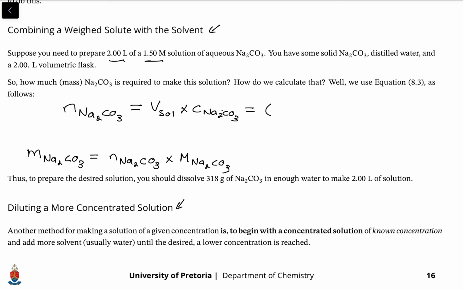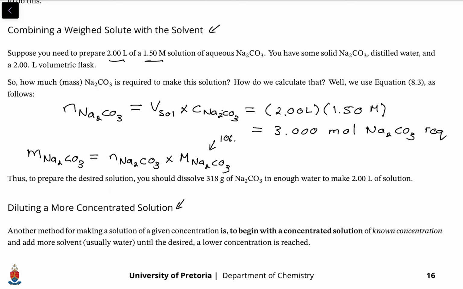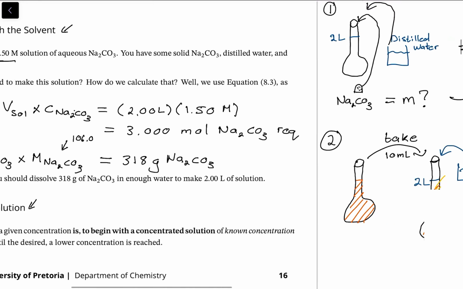So the volume is 2.00 liter, concentration is 1.05 mole per liter, which is molar. So that means we require 3.000 mole Na2CO3 required. And if you plug it in here, the molar mass is 106.0 gram per mole. Then you should get 318 gram sodium carbonate. Okay, so that's option one, or method one.